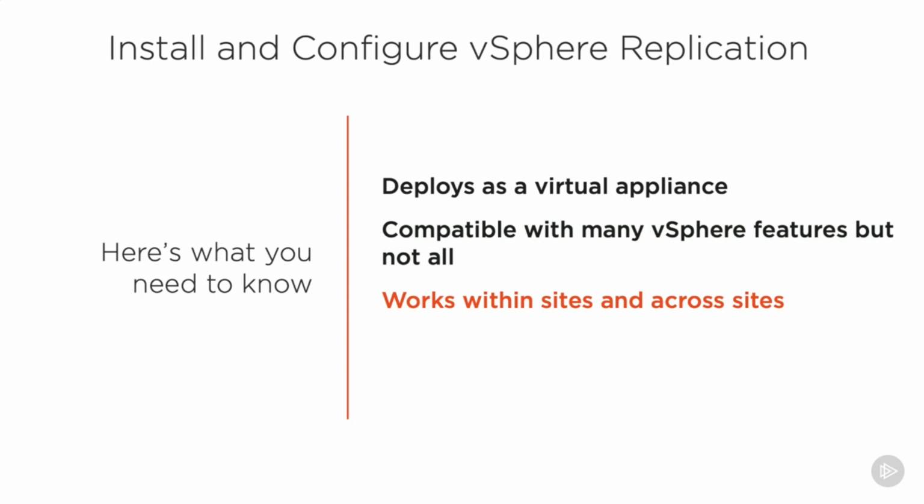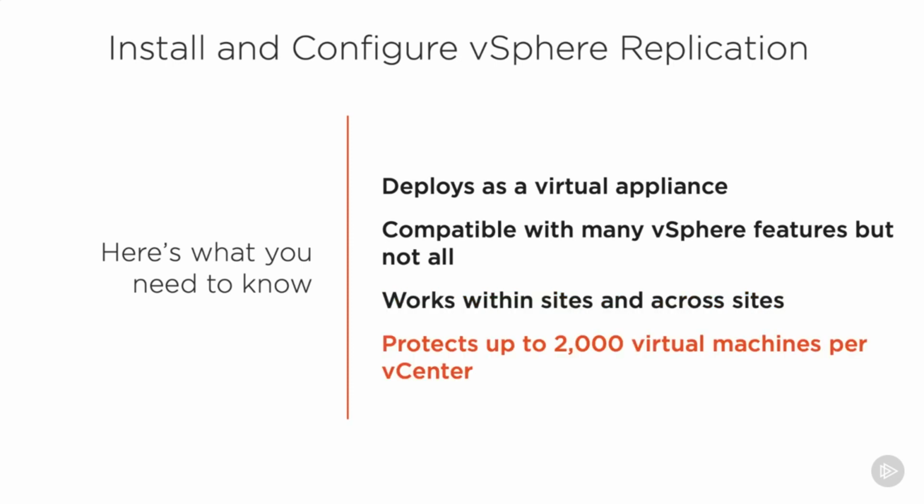vSphere replication works within sites and also across sites. And in our demonstration with the Wired Brain Coffee Company, since we really don't have multiple sites, we'll be deploying vSphere replication and replicating intra-site, or within sites. vSphere replication can protect up to 2,000 virtual machines per VMware vCenter. So this is really powerful, really scalable, and really easy to deploy.